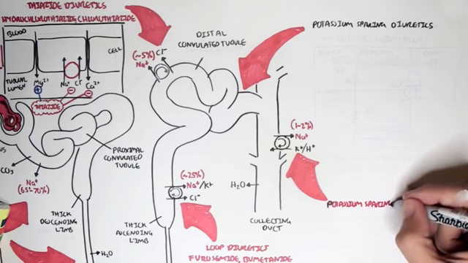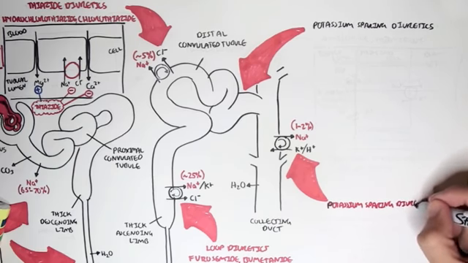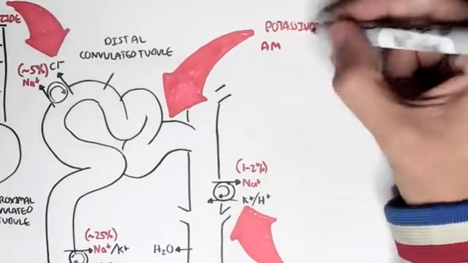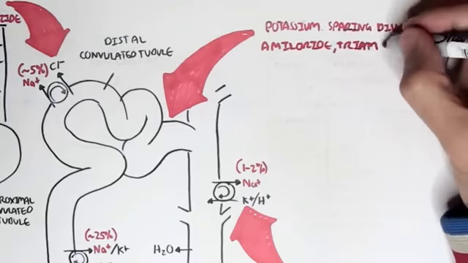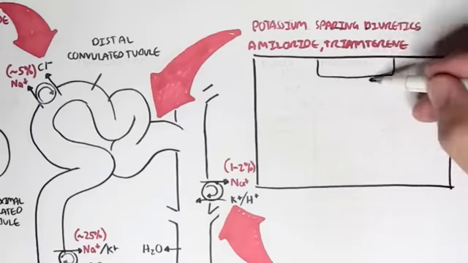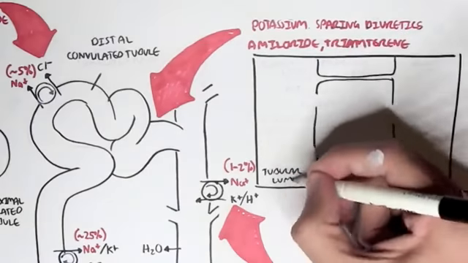So remember, there are two types of potassium-sparing diuretics. Let's look at the first one. These are things such as amiloride and triamterene. They work on the principal cells of the collecting ducts and the late distal convoluted tubules.